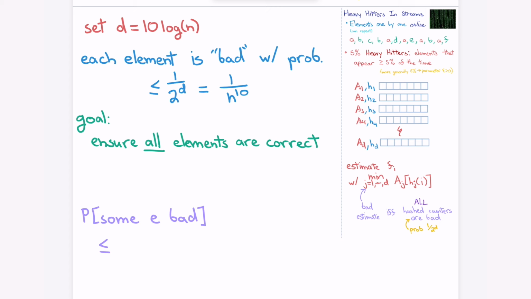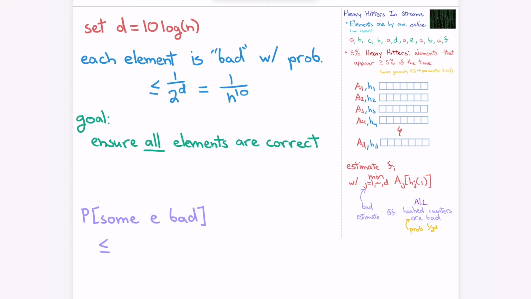But our goal is to try to get to a situation where all the elements are estimated correctly. So now what? All right, so now for each individual element, you're supremely confident. But now we want to get all of them. We're going to use a union bound. So this is the probability of some element E being bad. You have all these possible events, one event for every element, and you don't want any of them to happen.